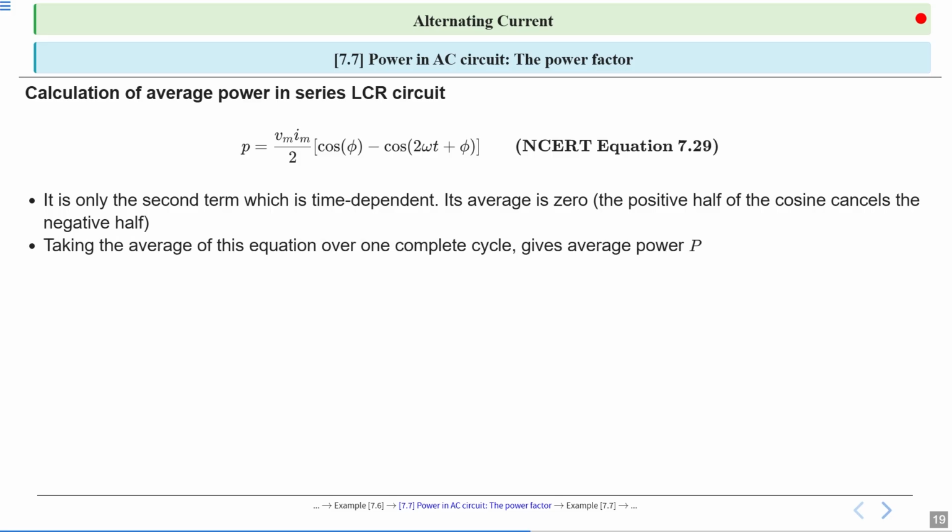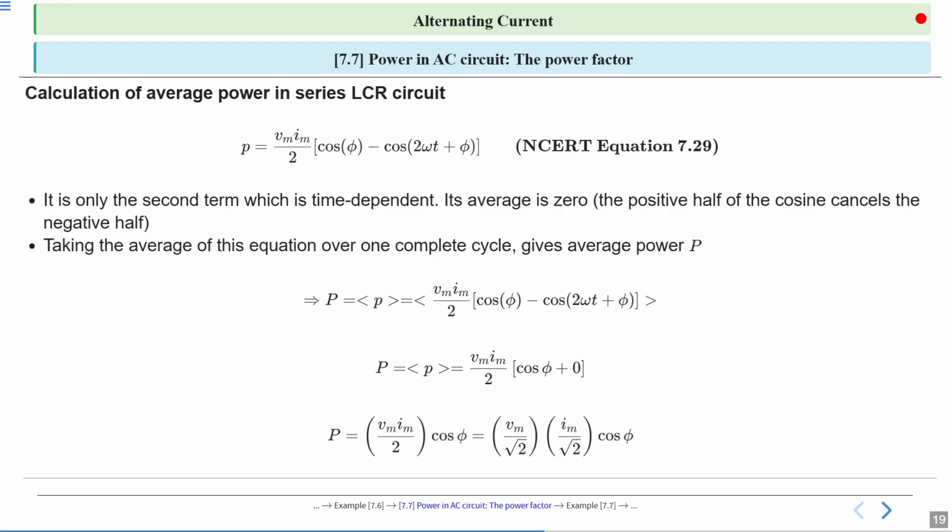So taking the average of this equation over one complete cycle gives the average power. Capital P will be the average of this instantaneous power, which is the average of Vm Im upon 2 cos phi minus cos 2 omega t plus phi. P will be equal to Vm Im upon 2 cos phi plus 0, as the average of cos phi will be cos phi, and the average of cos 2 omega t plus phi will be 0. So the final expression for this average power will be equal to Vm Im upon 2 cos phi.